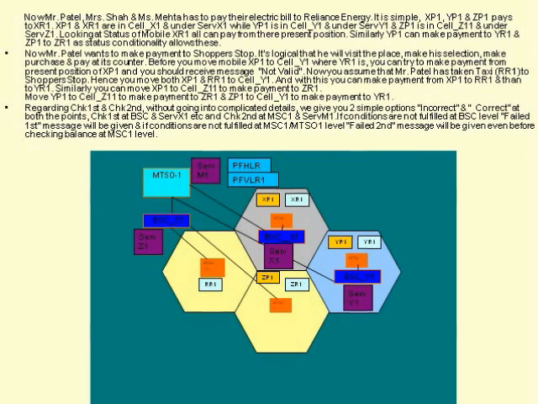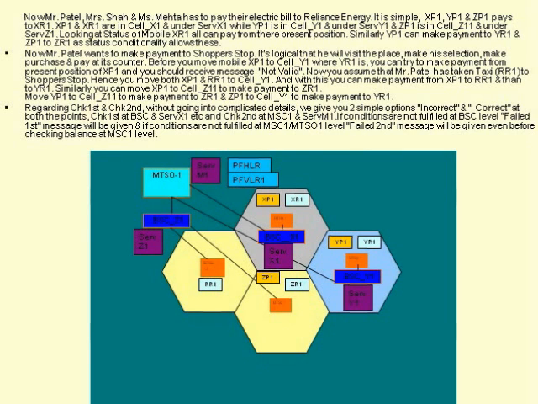Now you assume that Mr. Patel has taken taxi R1 to Shoppers Stop. Hence you move both XQ1 and R1 to cell Y1. And with this you can make payment from XQ1 to R1 and employer 1. Similarly, you can move XQ1 to cell G11 to make payment to ZR1. Move YQ1 to cell G11 to make payment to ZR1 and ZQ1 to cell Y1 to make payment to YR1.